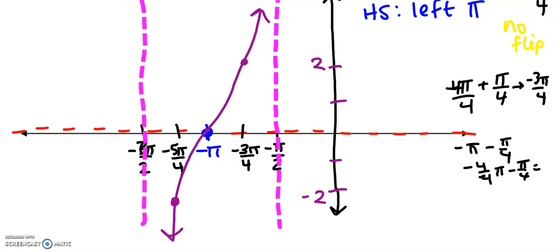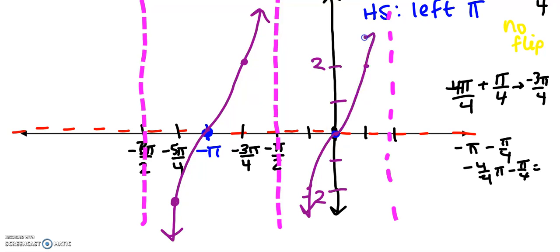Now again, I could graph more than this. I could go -pi over 4, 0, pi over 4, pi over 2. I would have hit a vertical asymptote, and then my stretches again. Okay, and there's our tangent graph.